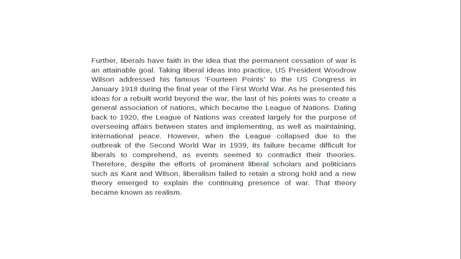Therefore, despite the efforts of prominent liberal scholars and politicians such as Kant and Wilson, liberalism failed to retain a strong hold, and a new theory emerged, continuing the presence of war. That theory became known as realism. So what we're going to learn here is that being a realistic person, you've lived a little while and you know kind of how life works. And as the books have said, bad things can happen to good people, right?